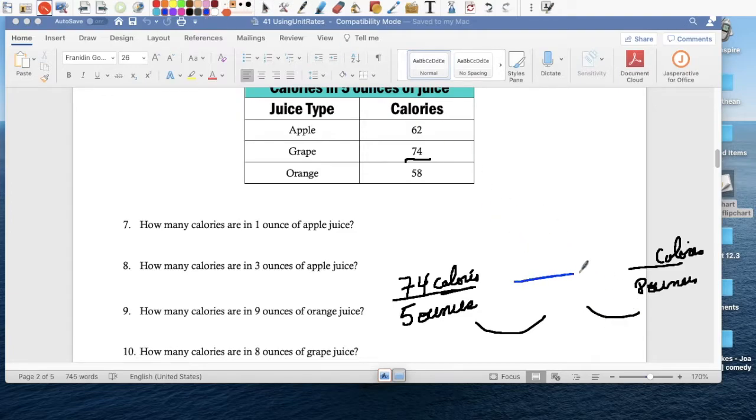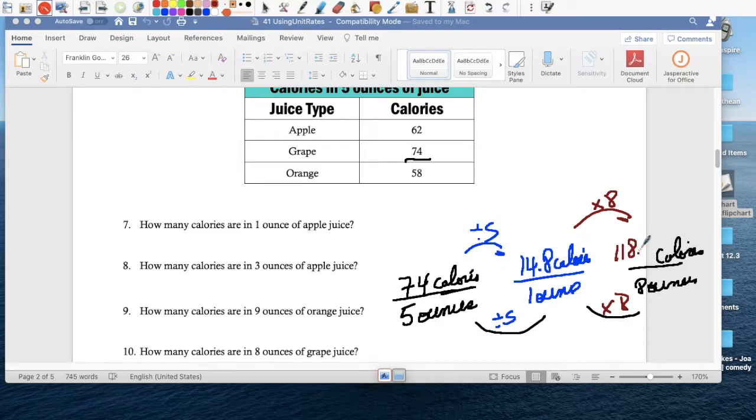So let's find the unit rate, 1 ounce. So we're gonna divide this by 5. Divide that by 5. 74 divided by 5 gives me 14.8 calories. And then to go from here, right, so 1 ounce has 14.8 calories. 8 ounces, ¿cuántas calorías? Well, times 8. Times 8. 118.4 calories. So that was number 10.